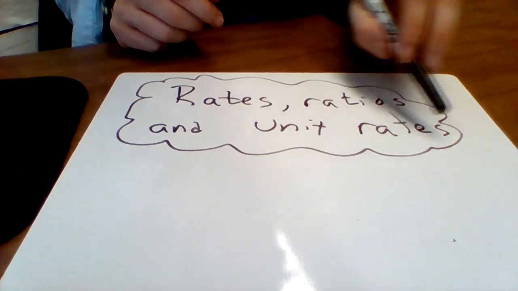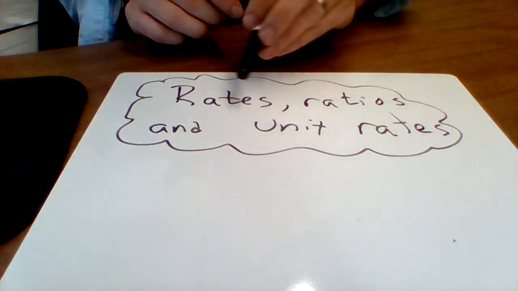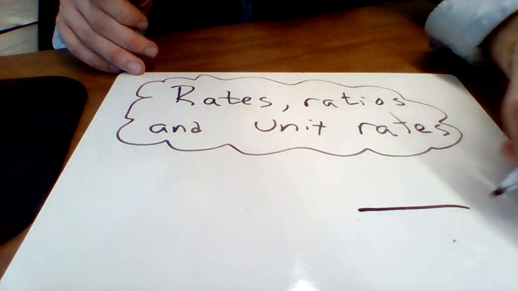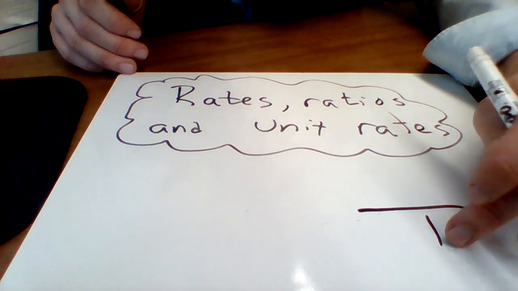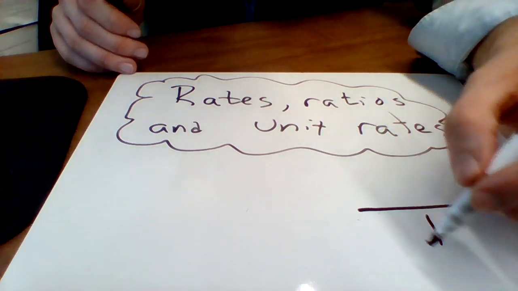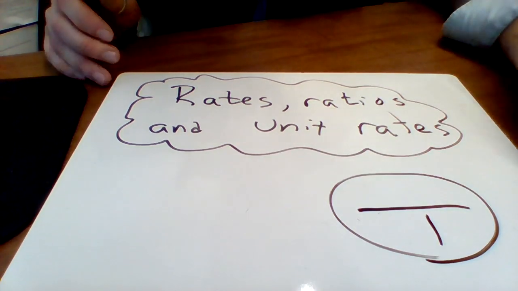So we have a unit rate. Let's start with that. A unit rate is a special kind of rate because when you are comparing two different types of things, you always will have a 1 on the bottom when you compare. So unit rate always has a 1 on the bottom, and it's special because of that.